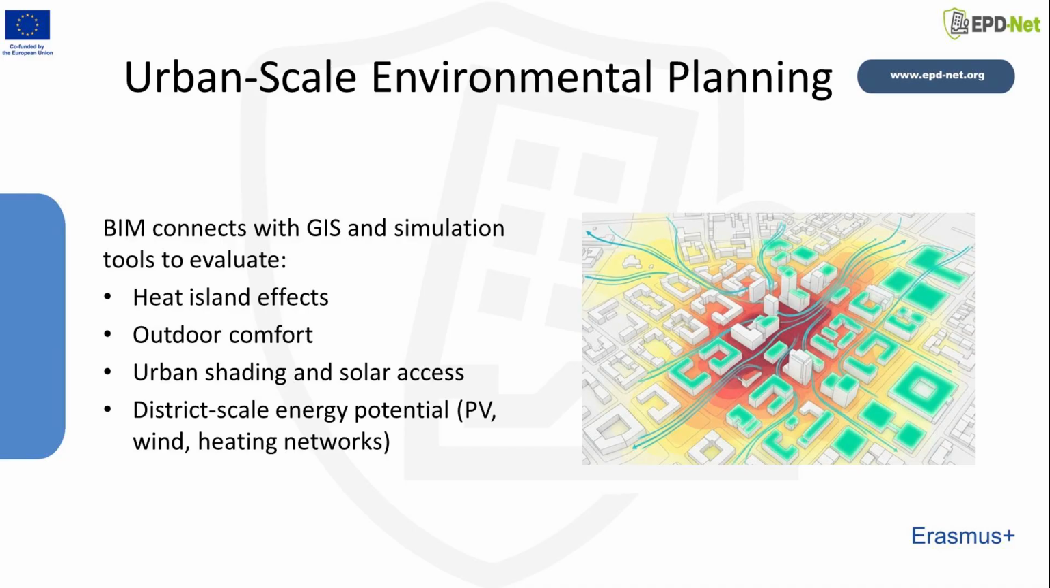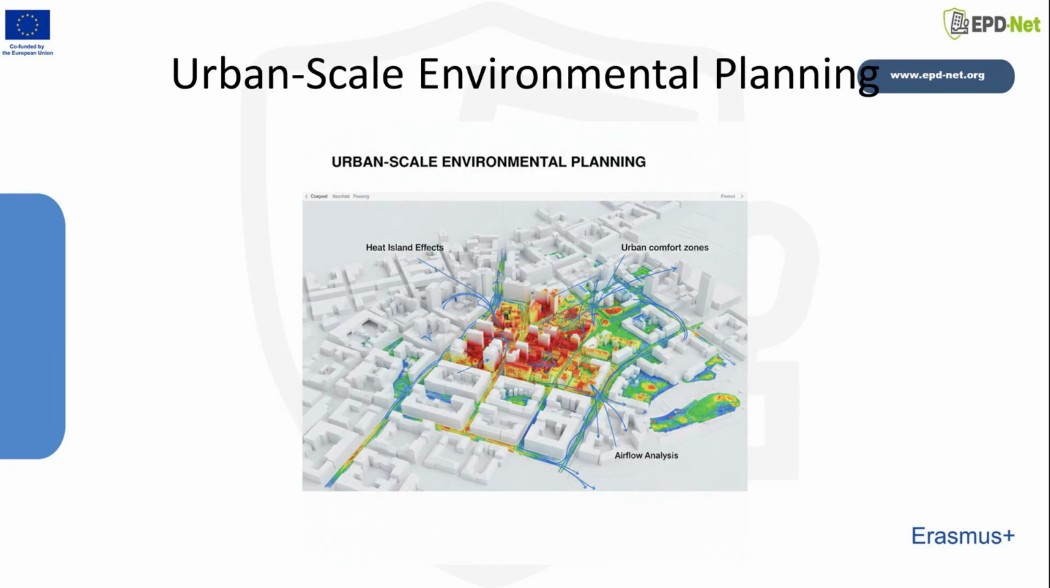At the urban scale, BIM collaborates with GIS and microclimate tools to assess outdoor comfort, solar access, wind flow, and heat island effects. Ladybug's radiation and comfort maps help evaluate street canyons, open spaces, and building clusters. CityGML models support district energy planning and renewable potential mapping. By integrating BIM geometry into these workflows, urban planners can ensure that environmental logic, such as shading strategies or passive cooling, extends beyond individual buildings into the broader urban fabric.